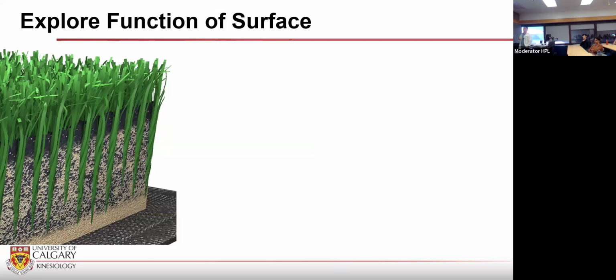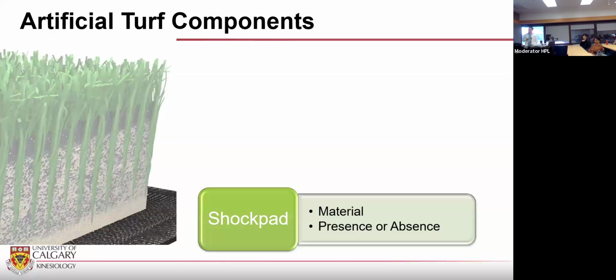So in terms of artificial turf, it holds many advantages over natural grass. Mainly it's composed of a lot of different components, and we can alter these components, and altering these components will change the mechanical properties of the surface. A common artificial turf system is composed of a shock pad, so we can alter the material or the presence or absence of that shock pad. Some systems don't have a shock pad, while some systems do.